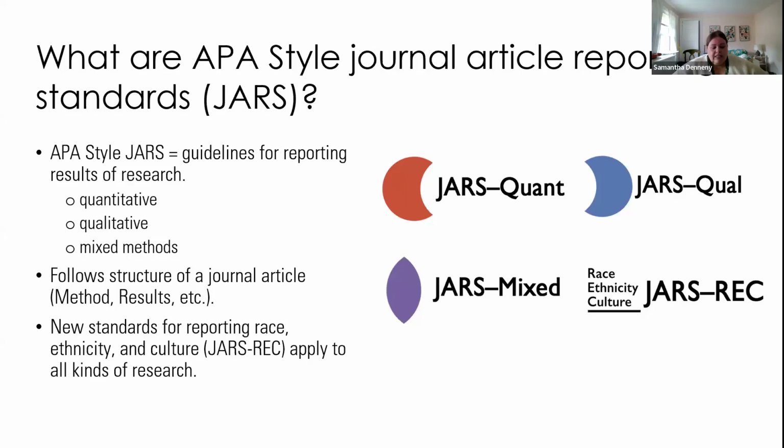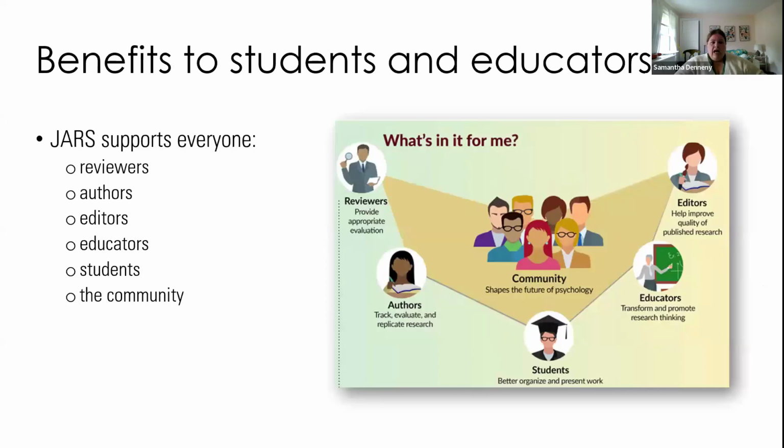We also recently came out with new standards for reporting race, ethnicity, and culture, which is called JARS-REC, and that applies to all kinds of research. JARS tables follow the structure of journal articles. A great first step for students might be to look at JARS for an introduction or the abstract of a paper and really understand what needs to be included in those parts of a paper.